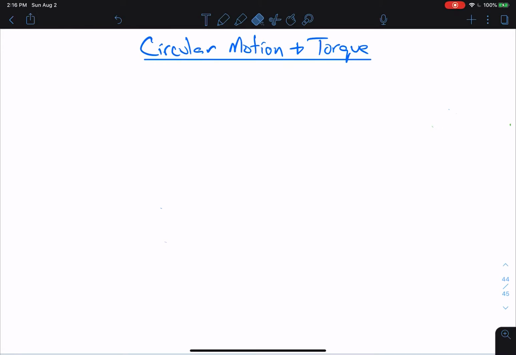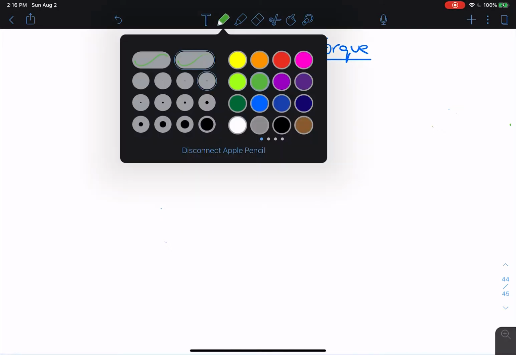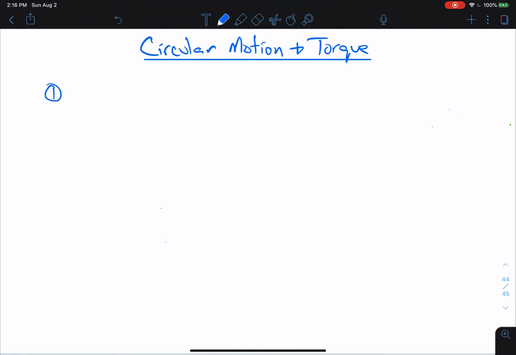The magnetic force on a charged particle is always perpendicular to the velocity. So, for example, if we have a positive charge moving in this direction, the force is going to be perpendicular to that velocity. Perhaps it's going down. So perhaps this is the magnetic force in this case.